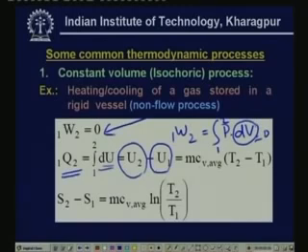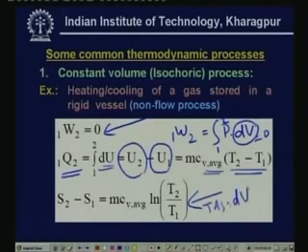And this equation can also be written in terms of the first TdS equation. If you remember, the first TdS equation is given by TdS is dU plus PdV, and PdV is 0 because there is no volume change. So TdS is simply equal to dU. So dS is dU by T. So if you are integrating this between state 1 and 2, you get that S2 minus S1 is nothing but mCv into ln T2 by T1.